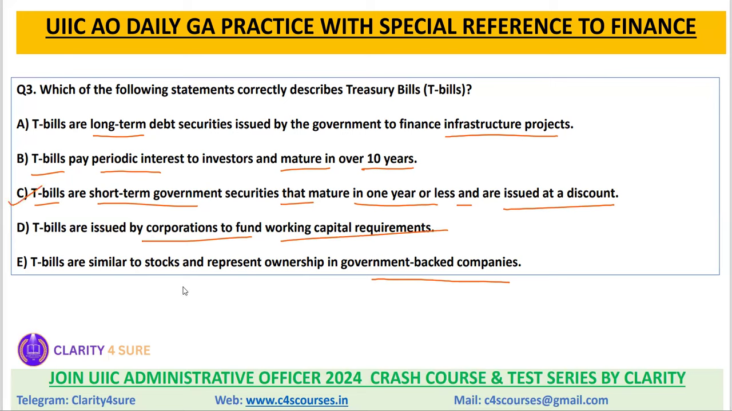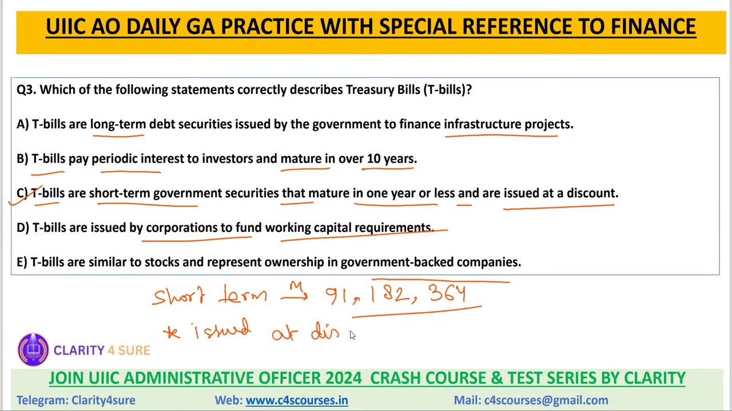So basically, T-bills are short-term government securities, okay? And the maturities of these T-bills are typically 91 days or 182 days or 364 days. Another characteristic of T-bill is they are issued at discount, okay? Issued at discount. This means they do not have coupons attached to them. Coupons means interest coupons attached to them.